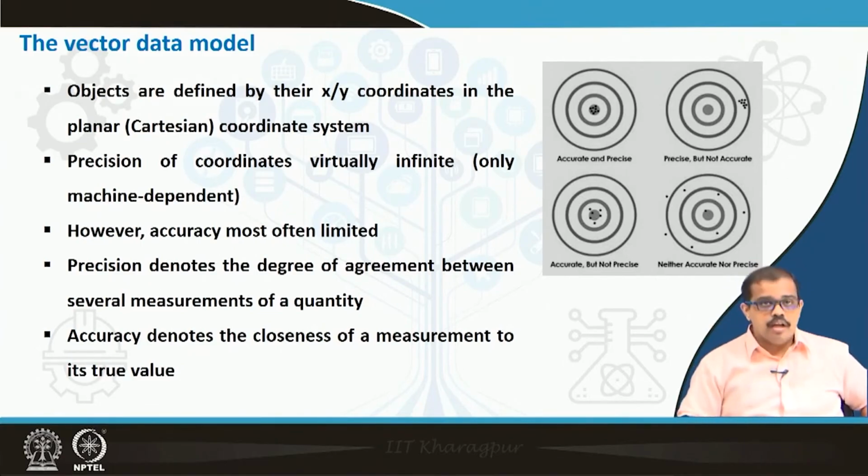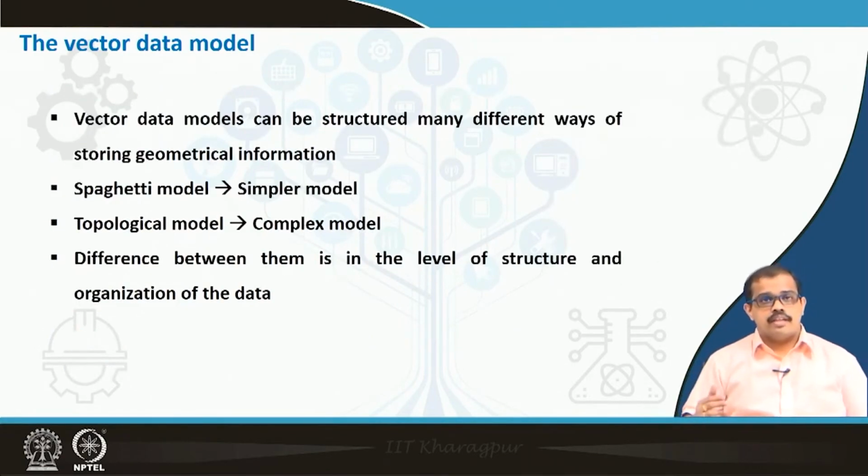When you look at vector data models, they can be structured in many different ways of storing geometrical information. You have two types of vector data model. One is the spaghetti model, which is a very simple model in terms of representation, whereas the topological model is quite complex. The way the data has to be represented is extremely complex. The difference between them is in the level of structure and organization of data, how the data is structured and how it is organized.